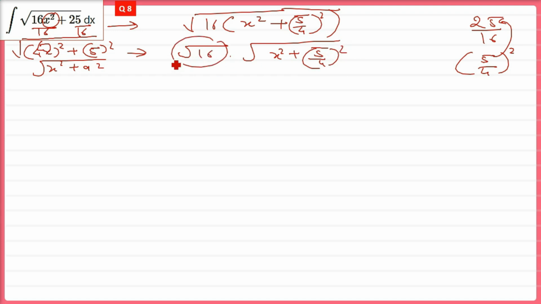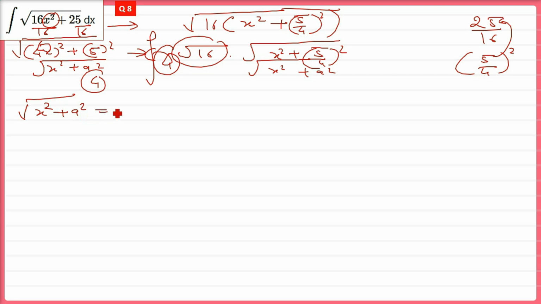You can always take this outside. Under root 16, or root of 16, is 4. So this 4 will come outside even if you take the integration. We'll talk about this 4 in a bit. We'll deal with this x square plus 5 by 4 whole square, which is actually the formula x square plus a square. So let me revise, or make you recall, this equation which is x by 2 under root x square plus a square.